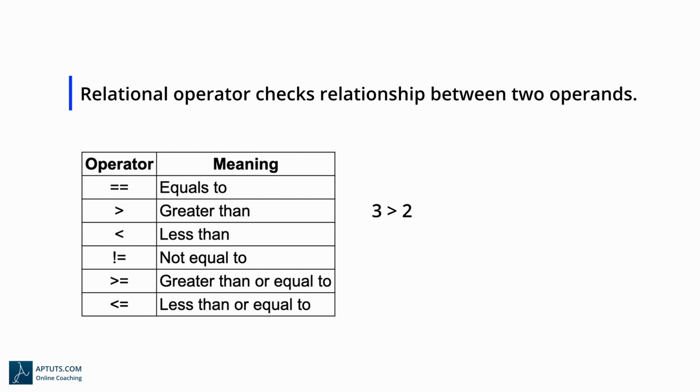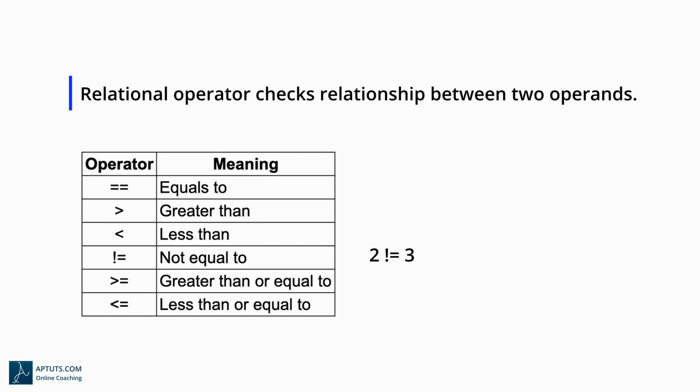This is an example of greater than relational operator, 3 greater than 2. Since 3 is greater than 2, this expression will return Boolean value true. You will get better understanding of this during hands-on session. Let's have a look at less than relational operator, 3 less than 2. This expression will return Boolean value false since 3 is not less than 2.